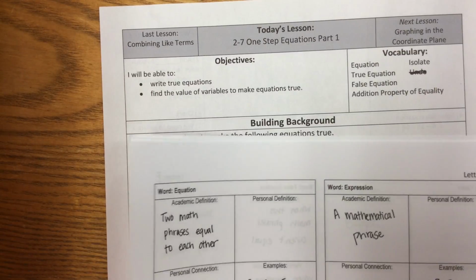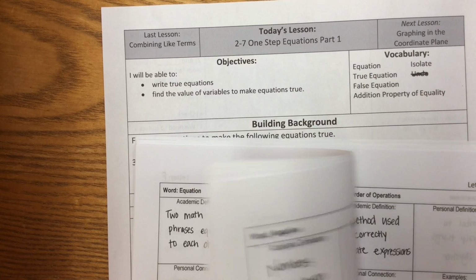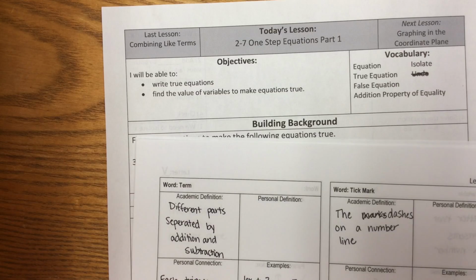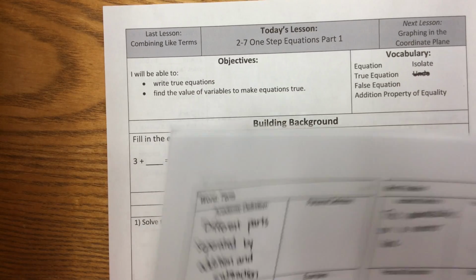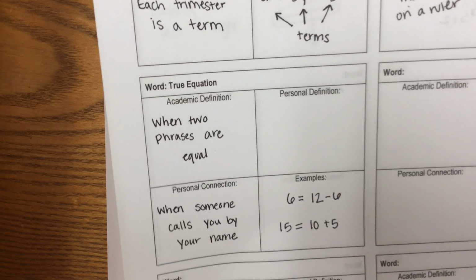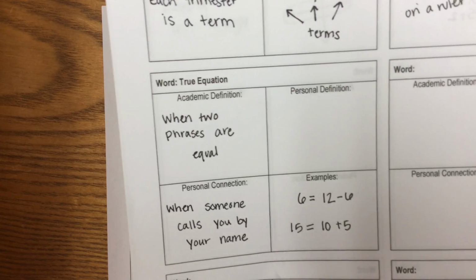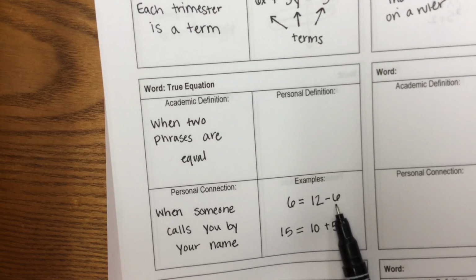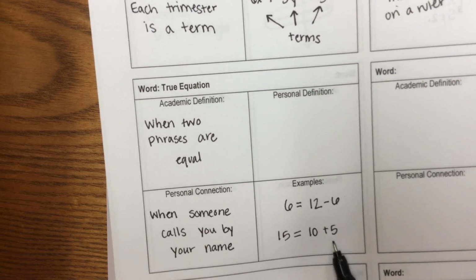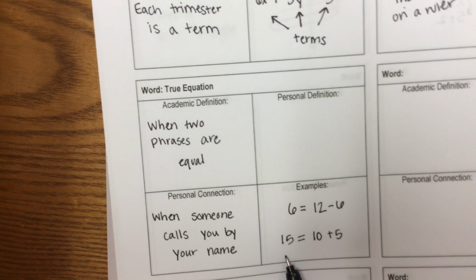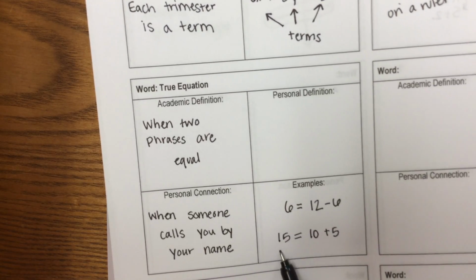Okay, now we're going to go to true equations. So that's in the T's, all the way back on page 19 for the T's. Okay, so a true equation is when two phrases are equal. When they actually work out. So for example, 6 is equal to 12 minus 6. And 15 equals 10 plus 5. These are true. When I do 12 minus 6, I get 6. When you get 10 plus 5, you get 15.